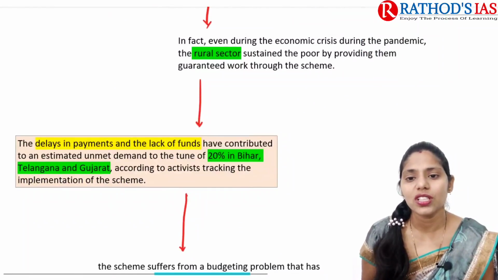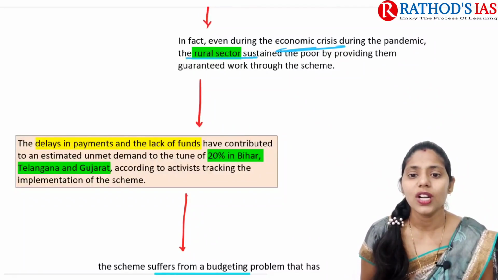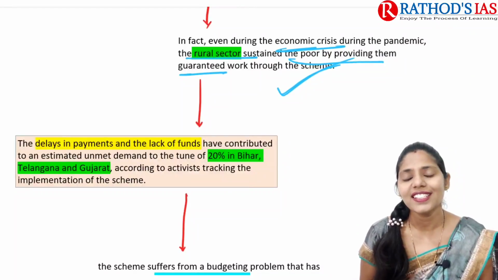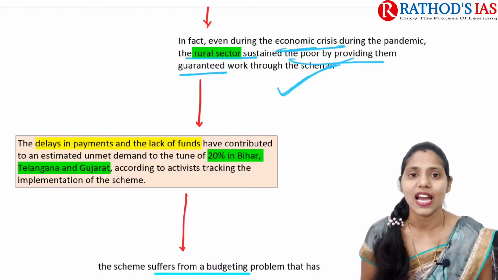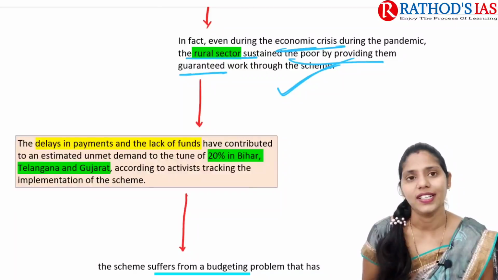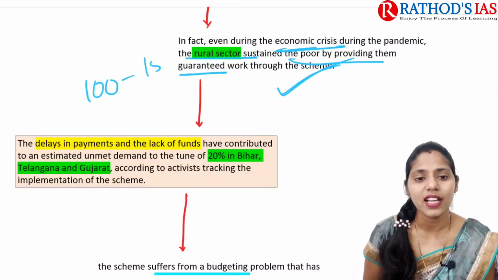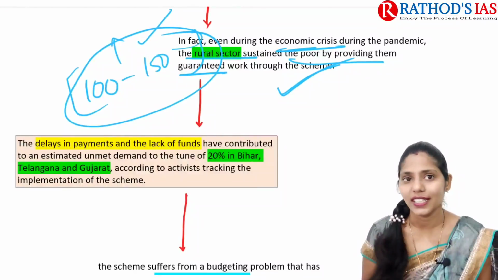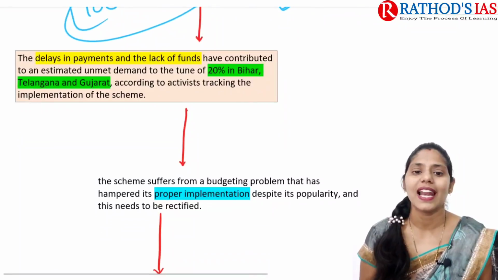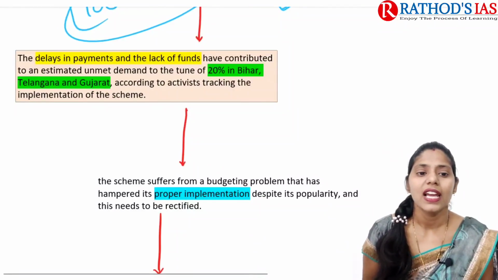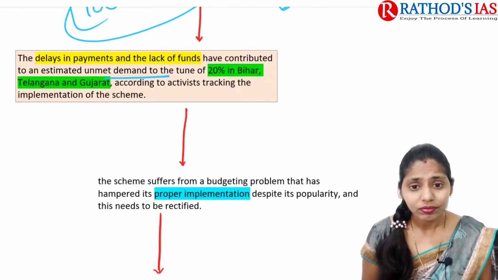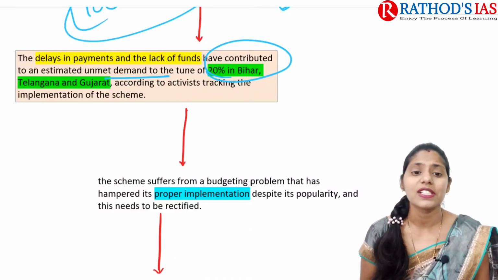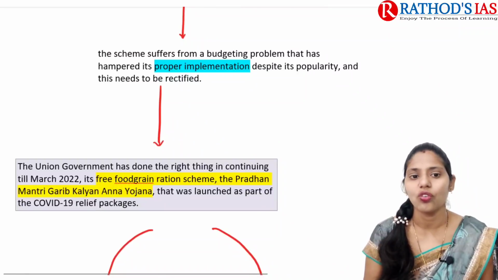In fact, even during this economic crisis and pandemic, the rural sector sustained the poor by providing them guaranteed work. Under this MGNREGA scheme, especially in rural areas, the rural poor are getting guaranteed work. Recently it was increased from 100 days to 150 days, especially in Tamil Nadu, and we need to see whether it will be continued in other states or not. The delay of payments and lack of funds have contributed to an estimated unmet demand: in Bihar it is 20%, and even Telangana and Gujarat are having a lack of funds.